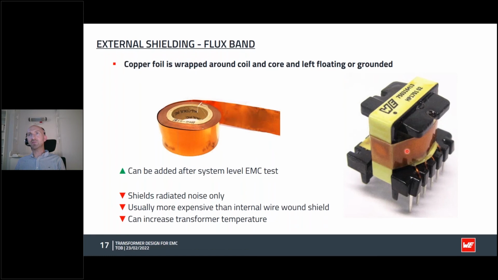And this also acts as a sort of external shield for the windings, and so this can prove quite good for radiated problems. Now again this shield needs to be connected to a quiet node. It can usually be on the primary side, because often the core is considered part of the primary. So this can be quite a good solution if you're having some radiated problems. But again, it comes with some drawbacks. Usually it's only good for radiated noise.